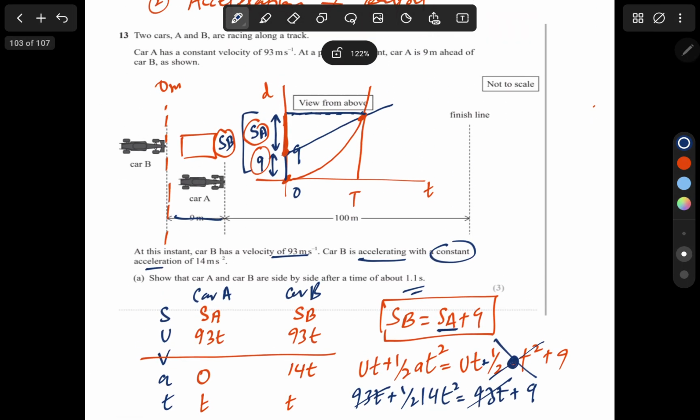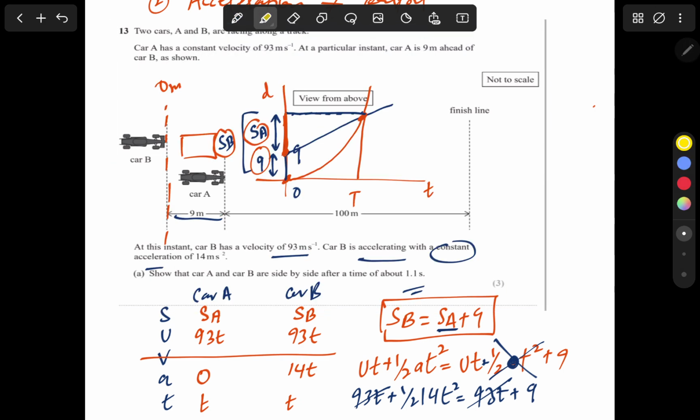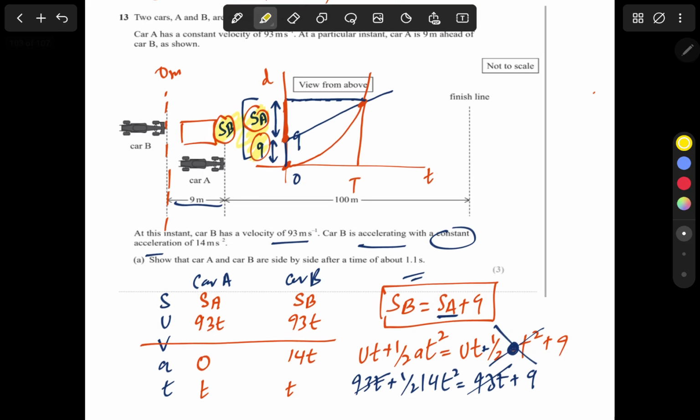This was a very good question and a tricky question, but if you just understand this part, you get the entire question. Okay, so SB travels 9 more than SA. So the distance traveled by SB is always 9 more than SA, right?